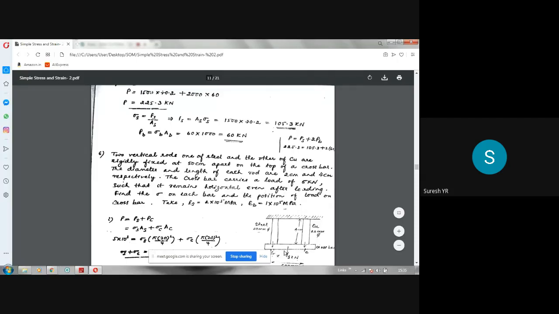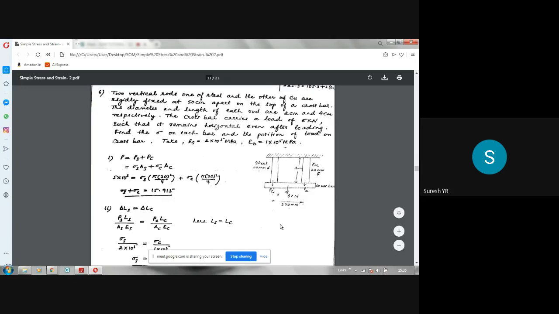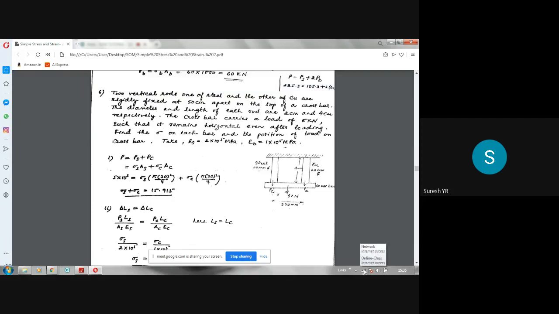So what happens? This bar carries a point load of 5 kilonewton, but we don't know the distance. At what distance is that 5 kilonewton load applied? So we have to take that distance as x. So that distance we have to find out here. So some load, 5 kilonewton load, is applied here at a distance x from this end. That means the distance of the load from the copper end will be 500 minus x.